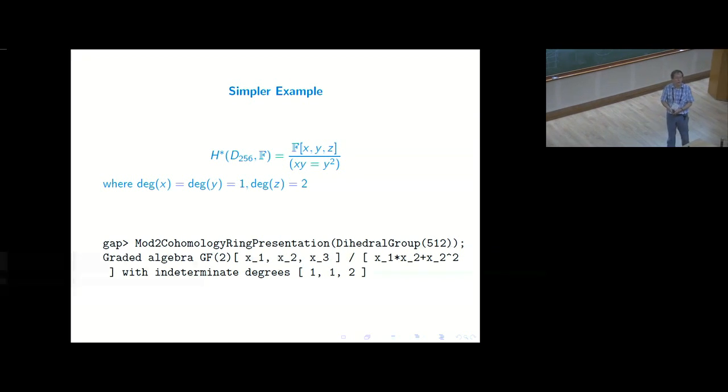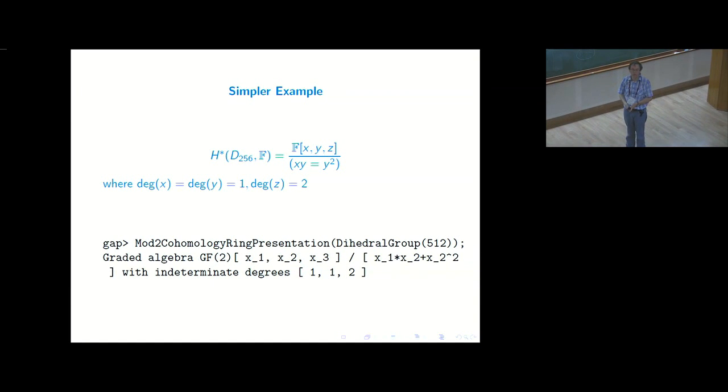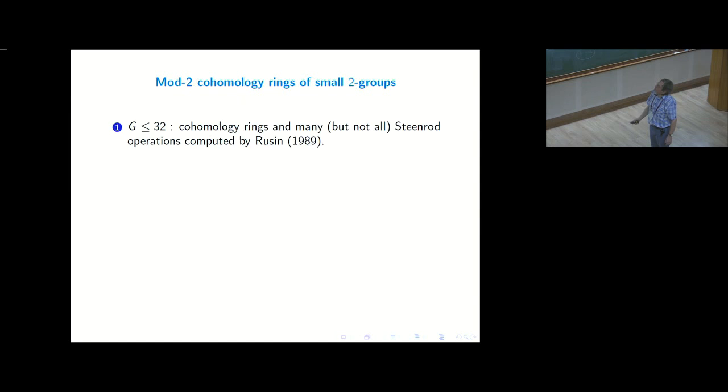So what I want to talk about primarily is how that one line of code works. What does it do? So let me just say something about mod 2 cohomology rings.